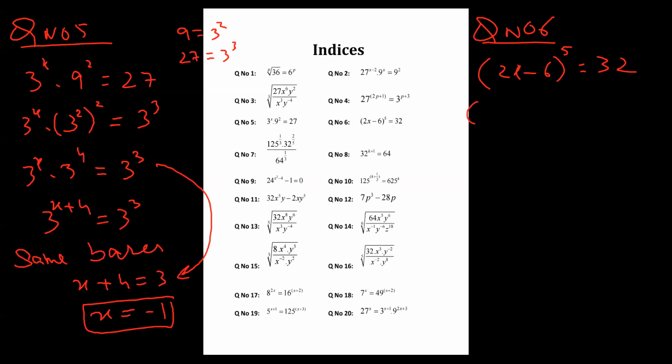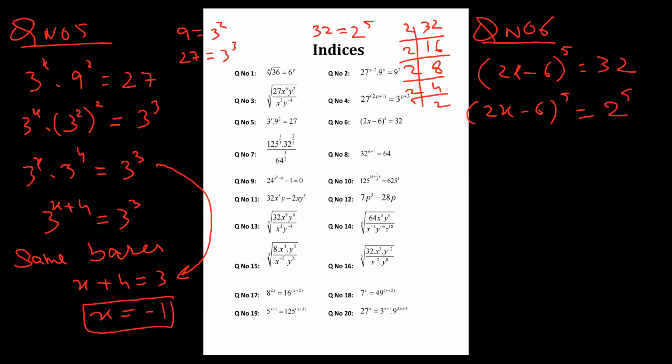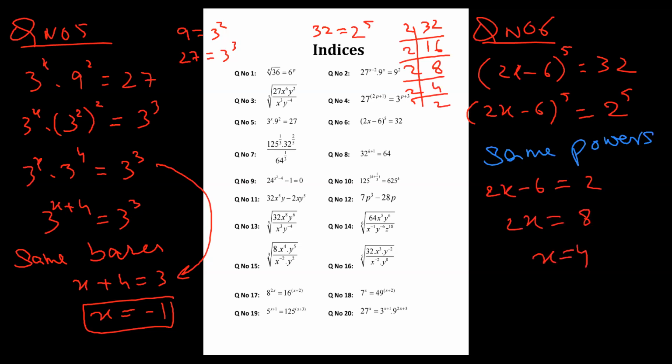Now here, this you must know. If you don't know, you can do like this, 32, 2 16 times, 2 8 times, 2 4 times. But as a teacher, I memorize that 32 is equal to 2 to power 5. I'm writing here 5 and same powers. I'm writing here, this word is not compulsory to show the examiner, okay? Same powers. So bases are equal to each other. So I can say 2x minus 6 equals 2, 2x is equal to 8, x is equal to 4.